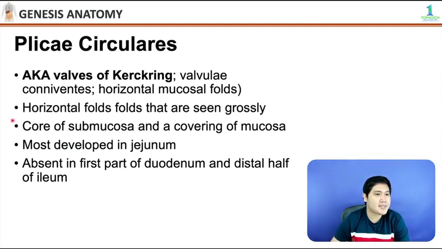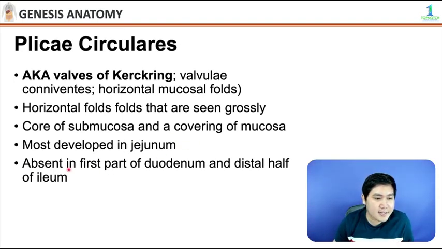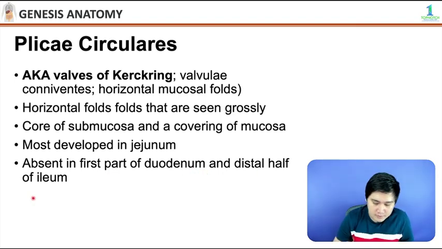As mentioned, your plicae circularis, other names are valves of Kirkring, valvulae conniventes, or horizontal mucosal folds. These are horizontal folds that can be seen grossly, composed of submucosa and mucosa. It is mostly developed in the jejunum, and it is absent in the duodenum and the distal half of the ileum.